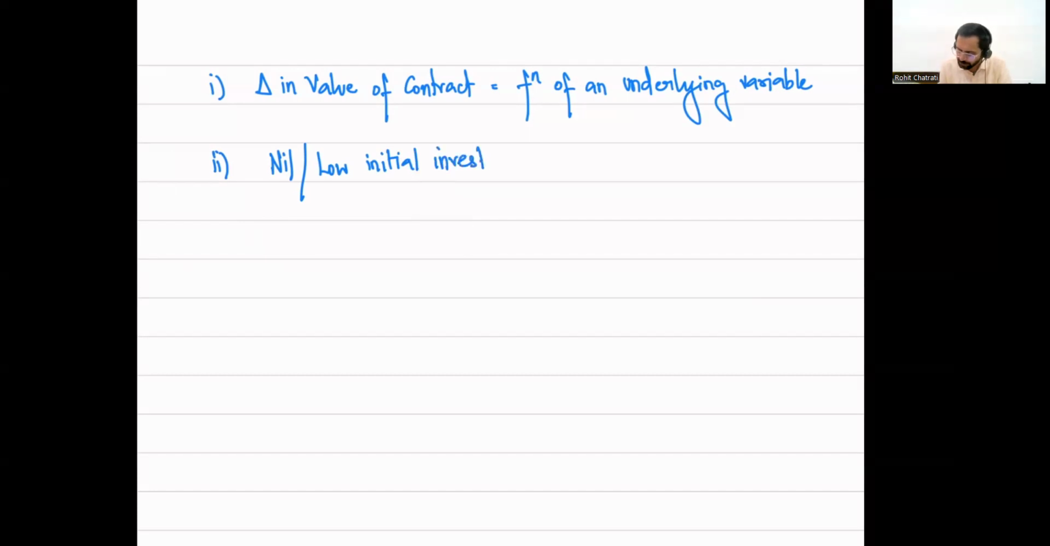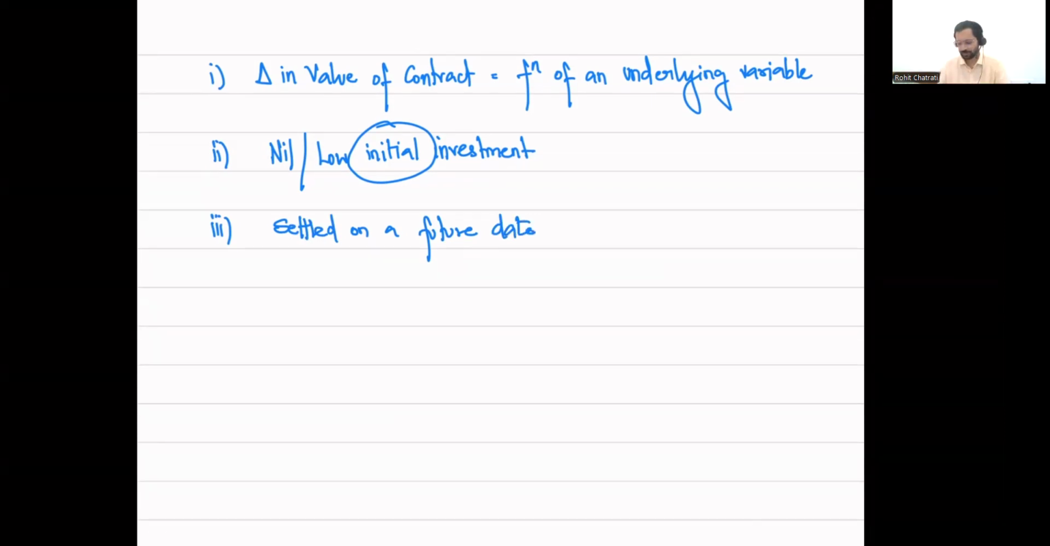What do we mean by initial investment? Basically, when we are entering into the contract, the amount of outflow that we have, the amount of investment that we are required to make at the time of entering into the contract. The stress is on the word initial. When we are entering into the contract, the amount of outflow should either be zero or very low. And the third condition is it should be settled on a future date. Now, if any contract satisfies these three conditions, then that contract will be regarded as a derivative contract.